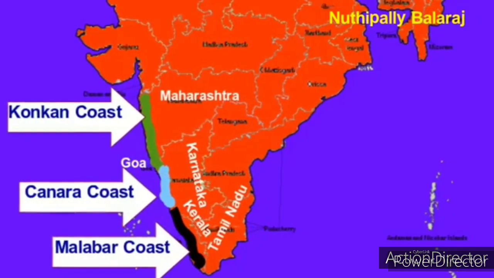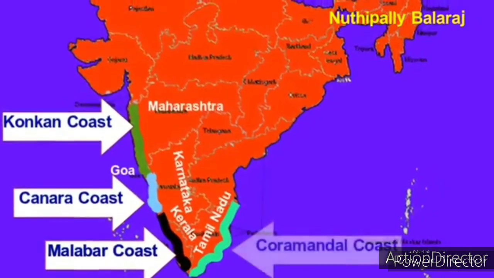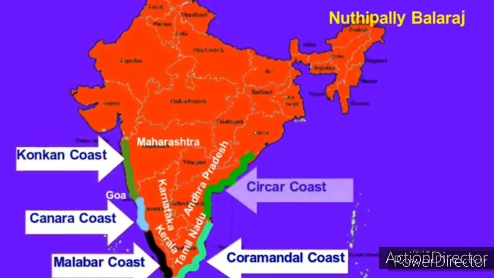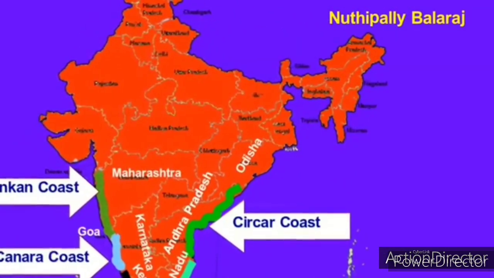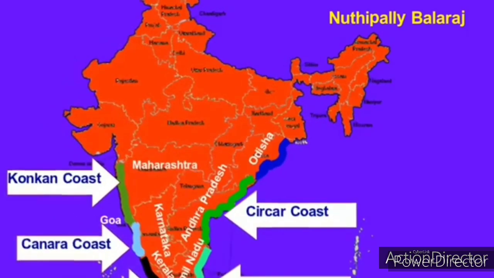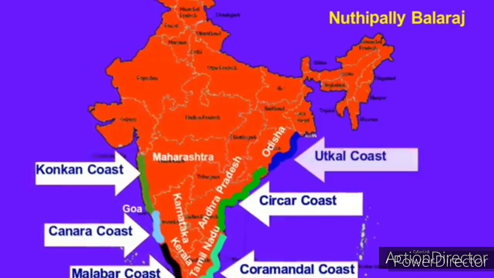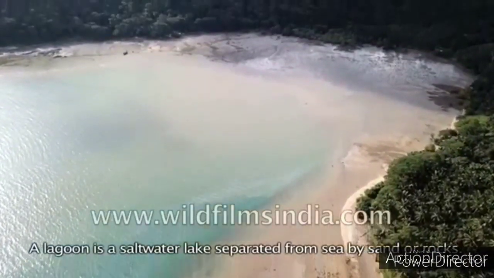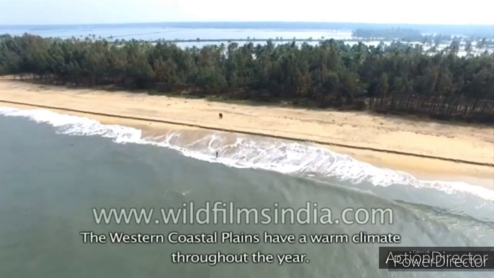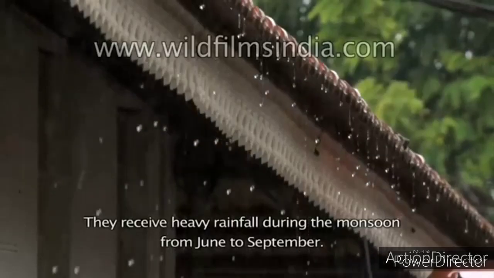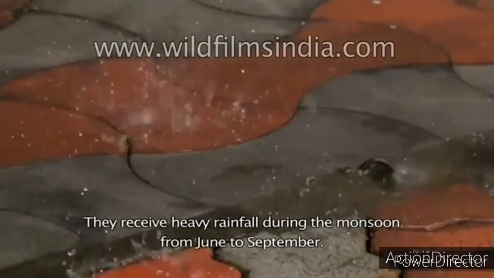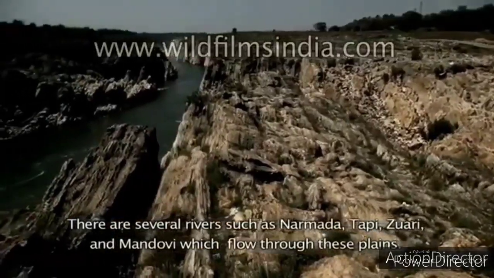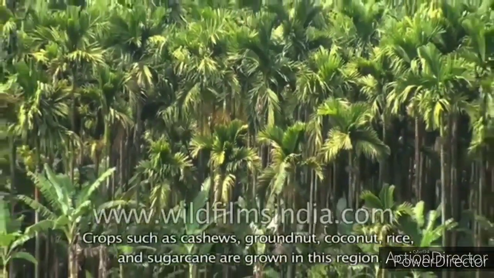The region is ideal for pisciculture. Visakhapatnam is a very important port in the Northern Sircars, while Chennai is India's third largest port and is on the Coromandel coast.